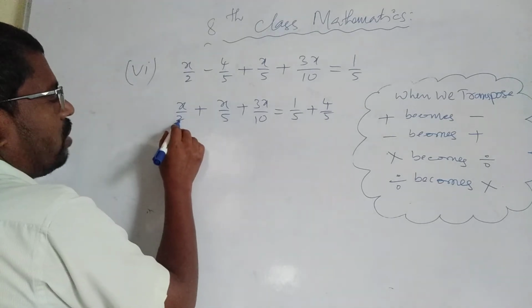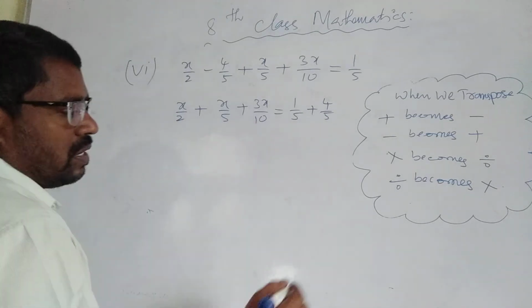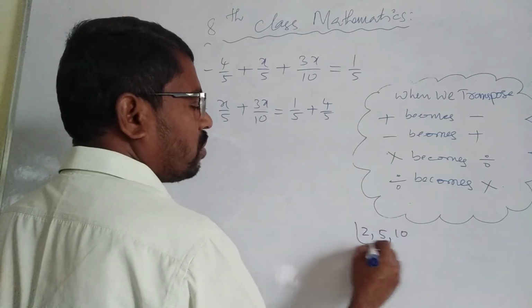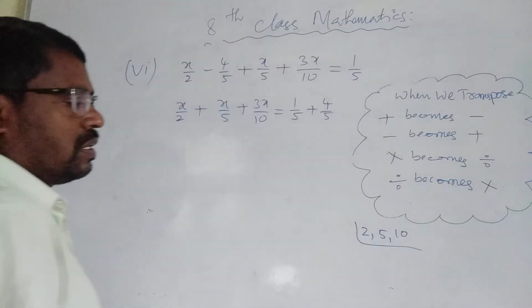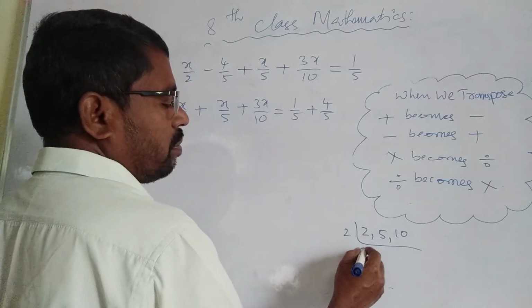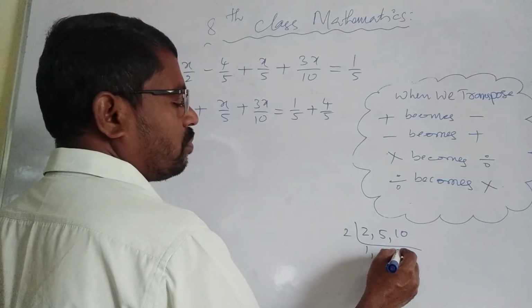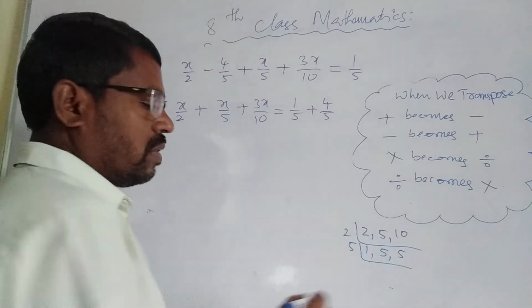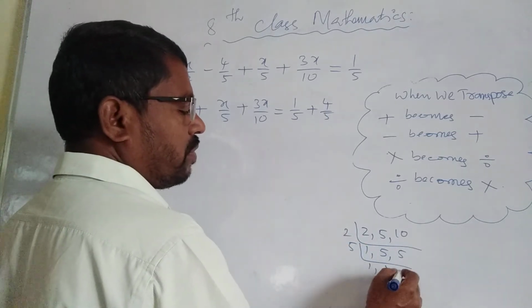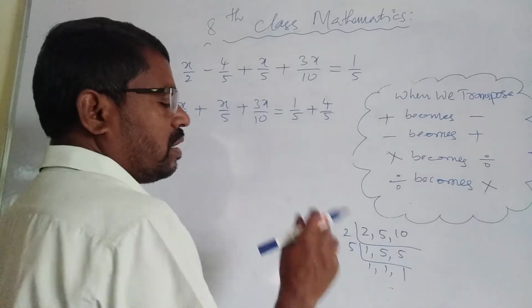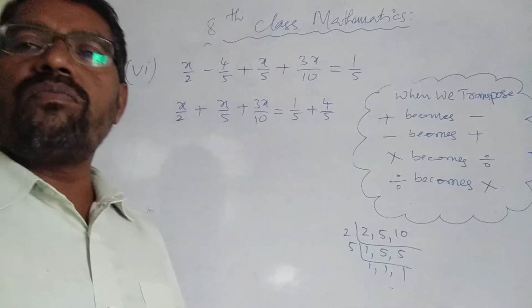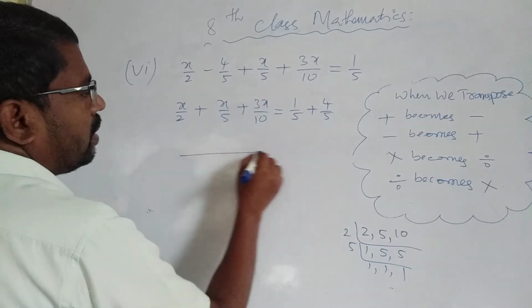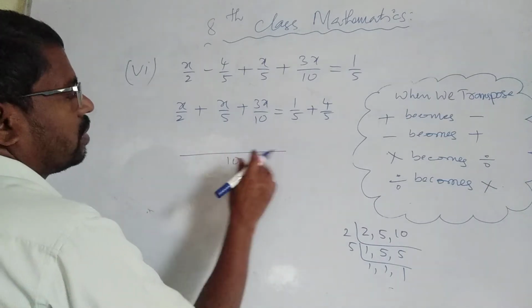So we have to take the LCM of 2, 5, 10. What is the LCM of 2, 5, 10? You know that LCM part. Okay, I take 2 table. 2 ones are 2, 2 fives are 10. Next we can take 5. 5 ones are 5, 5 ones are 5. What is left here? 2 and 5. 2 fives are how much? 10. So the LCM on the left hand side is 10.